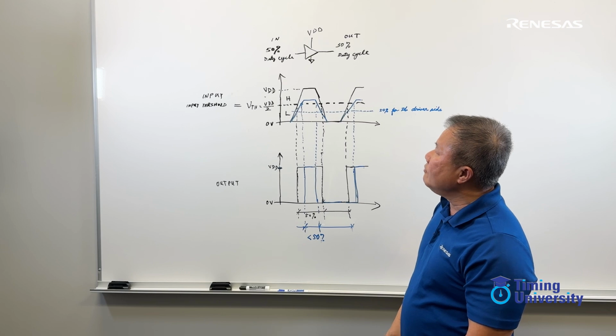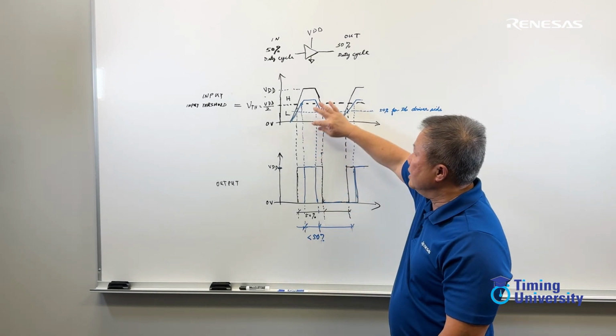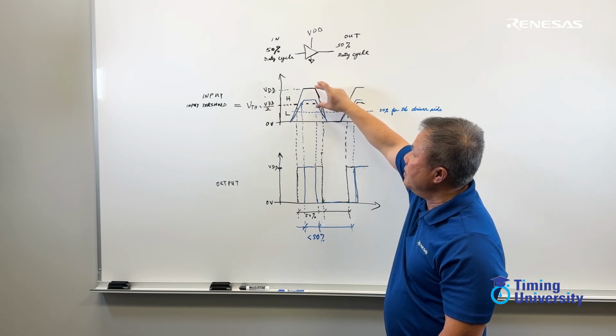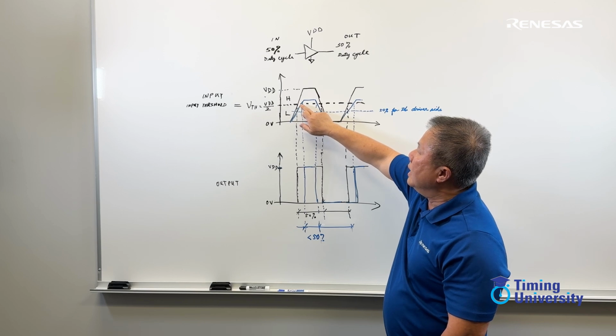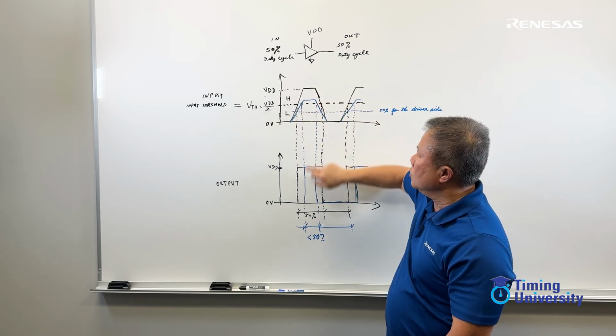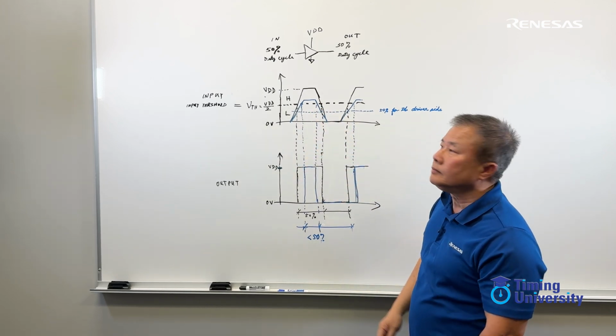To solve this problem, we can find a way to shift this signal's offset level up, so the midpoint will go through the threshold voltage. So you correct the duty cycle to 50%.